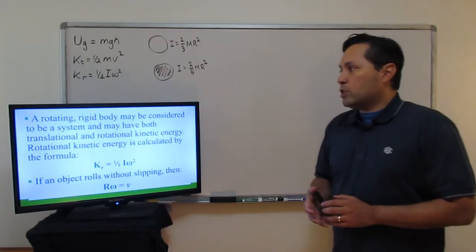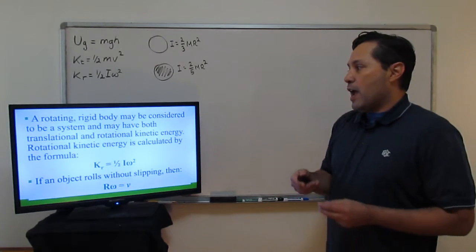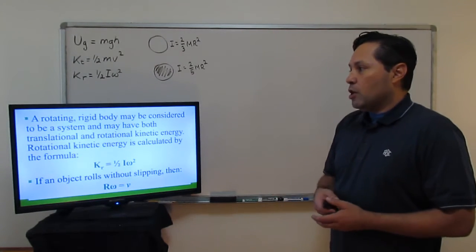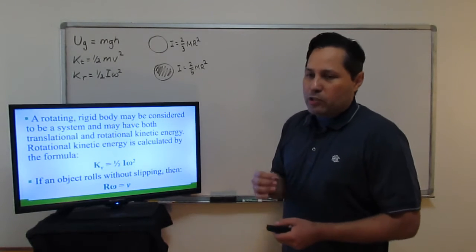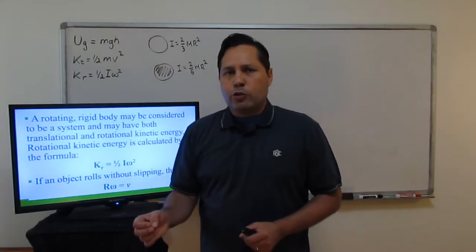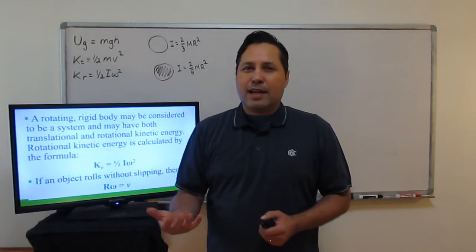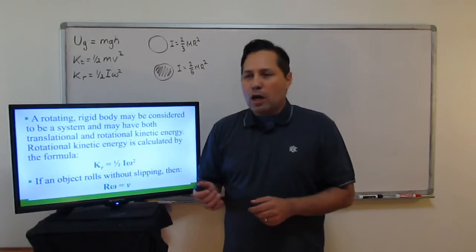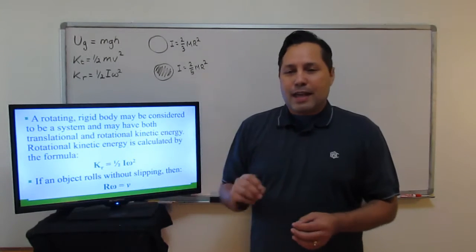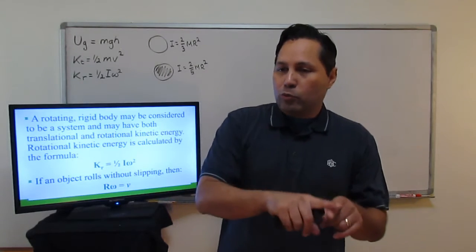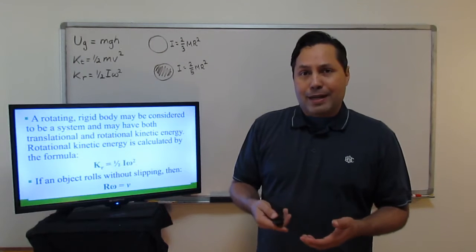Alright, a rotating rigid body may be considered to be a system and may have both translational and rotational kinetic energy. Rotational kinetic energy is calculated by this formula right there. Alright, so let's talk about translational versus rotational kinetic energy. Translational kinetic energy is the kinetic energy we think about when we think of an object in motion. So a car moving has kinetic energy. The actual term for it is translational because it's moving from one place to another. So that's translational kinetic energy.